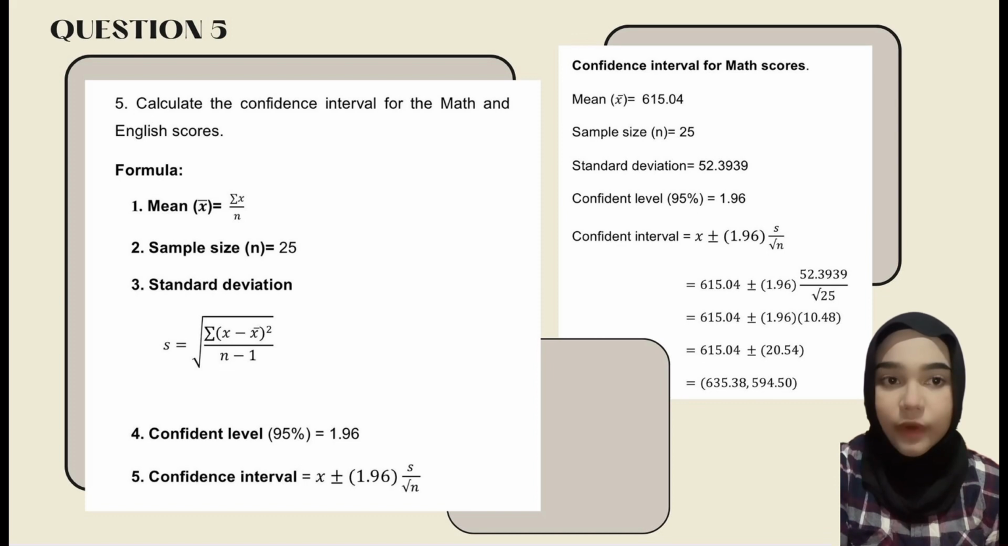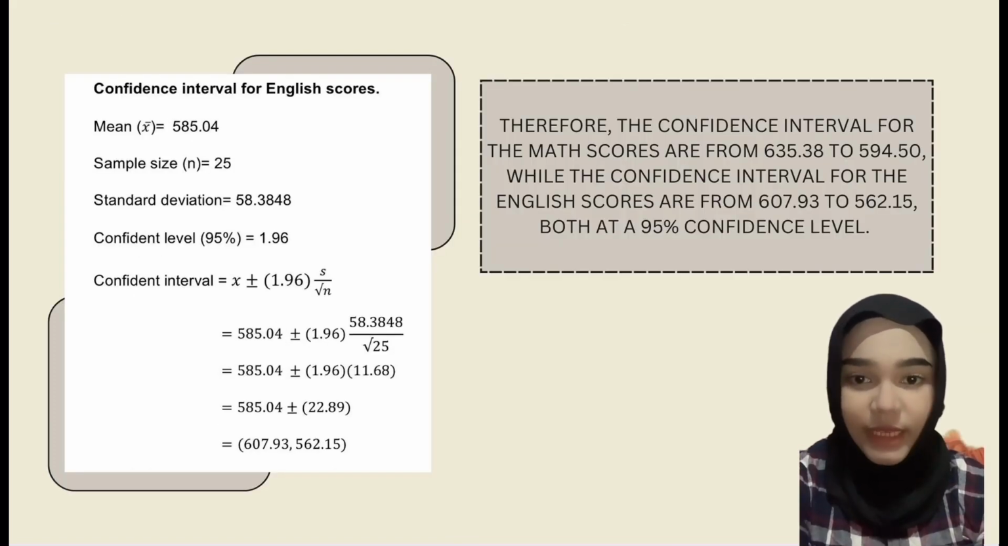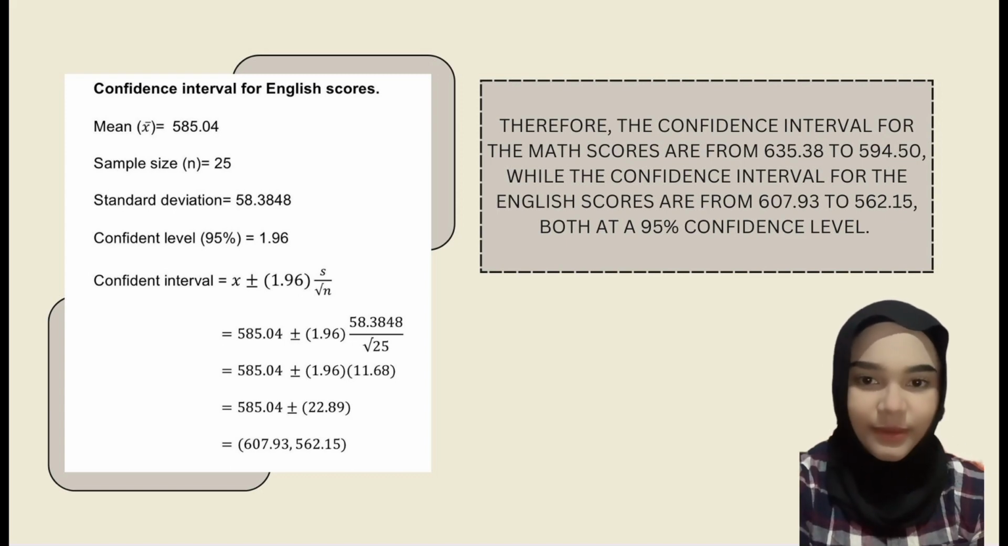For question number 5, I have used a formula to solve the question about the confidence interval for the math and English scores. There are some steps to get the confidence interval, as you can see in the steps and formula on the slide. Firstly, we have to find the mean and sample size, and next find the standard deviation and confidence level. Finally, after that, you can use the formula and find the confidence interval.